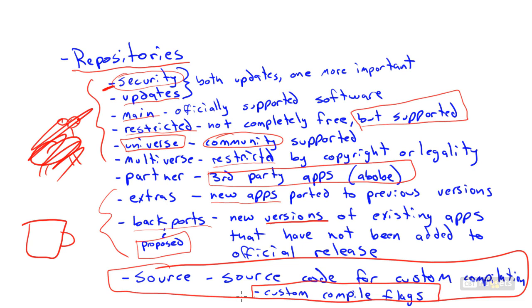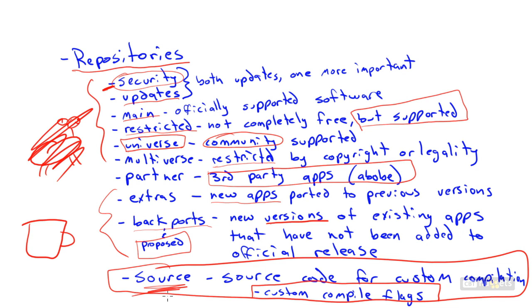Like, I'm trying to think of an example. MPlayer is a media player, video player. I think by default they don't have the ASCII rendering engine compiled in, so you may need to recompile that so you can watch Star Wars in ASCII text video. All right, that's the sort of thing that you might have to use the source repository for.